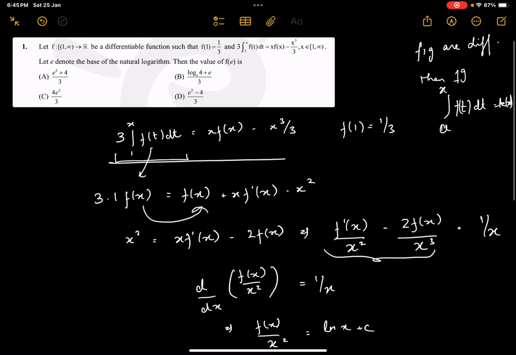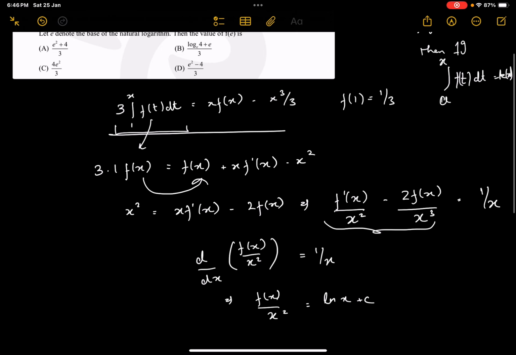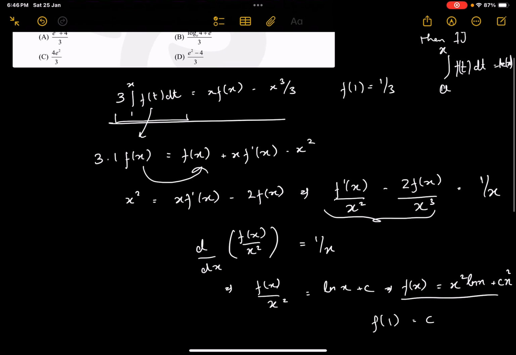And we are given that f of 1 is 1 by 3. Or rather, let's take this x square there. We'll get x square ln x plus c x square. So from this equation we get f of 1 is c, and f of 1 is 1 by 3, so that gives us that c is 1 by 3. So substituting that here, we get that f(x) is x square ln x plus x square by 3.